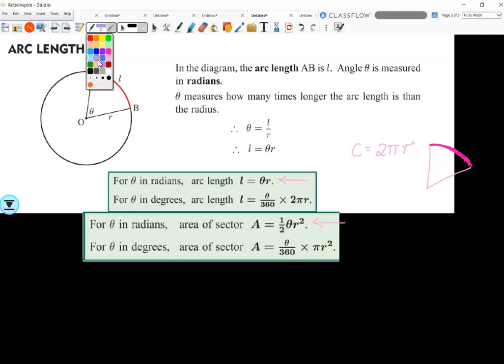And they told you that this was 70 degrees, yes? You would find the whole circumference, so you would say 2 times pi, and let's take our radius as 10, times 10, but then what fraction of a circle have you got? 70 degrees out of?